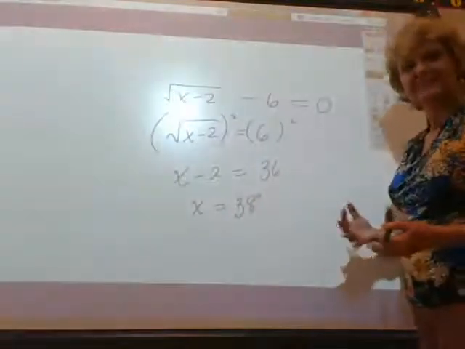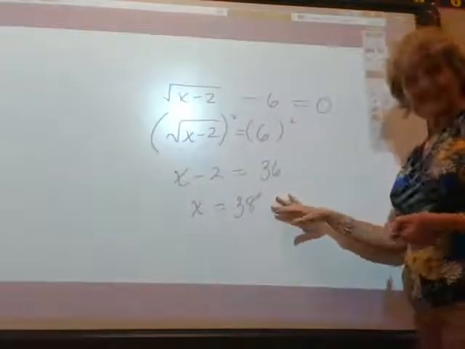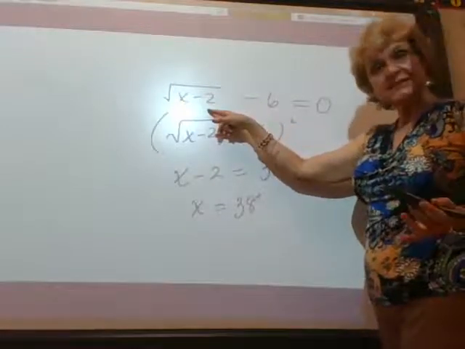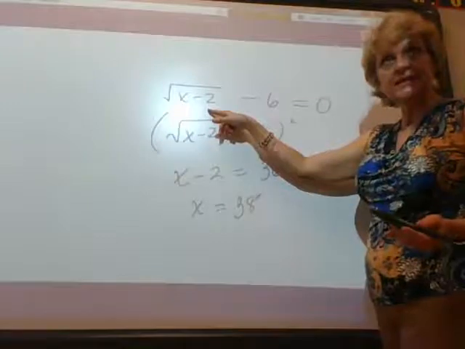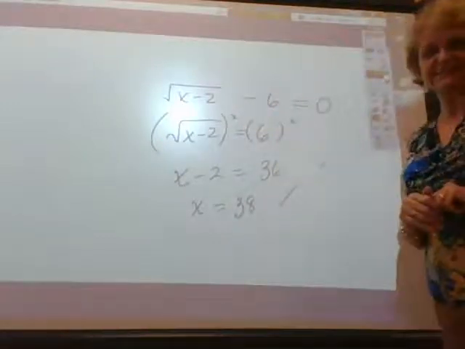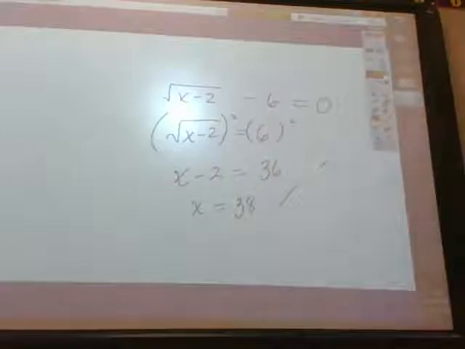So it's pretty fun and easy, isn't it? But now we got to check it. So 38 minus 2 would be 36. The principal square root is 6. Minus 6 is 0. This one checks. All right? Very, very good.